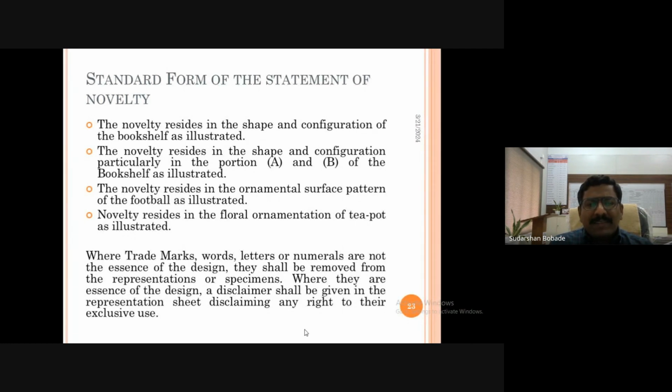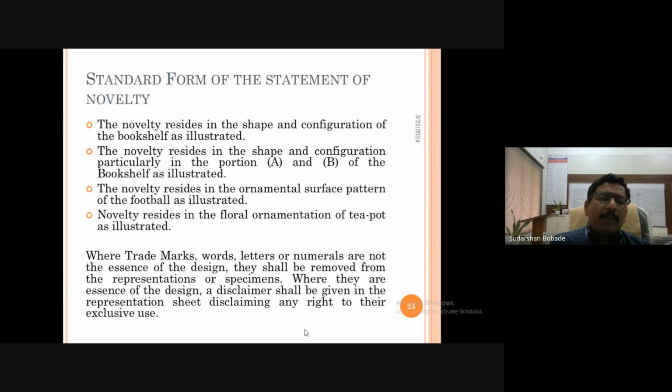So novelty resides only in the shape and configuration. That means you are not claiming anything else apart from the shape and the configuration. You are not interested in the trademarks. You are not interested in the numbers, letters, or any other color combinations. So you are only interested in shape and configuration.